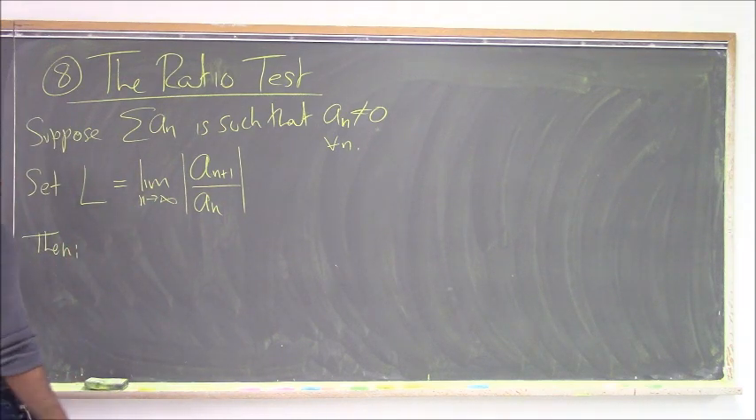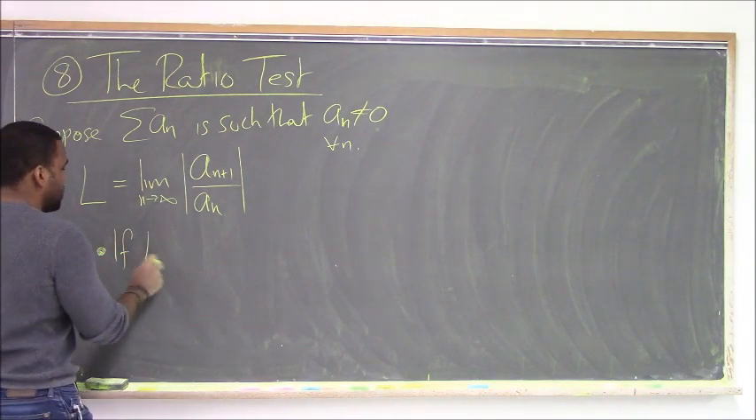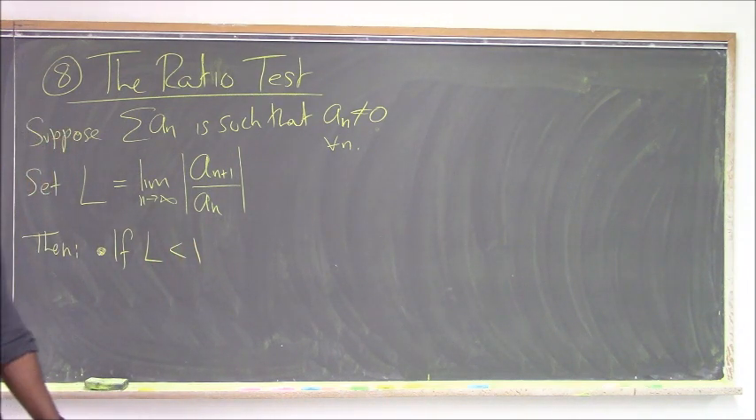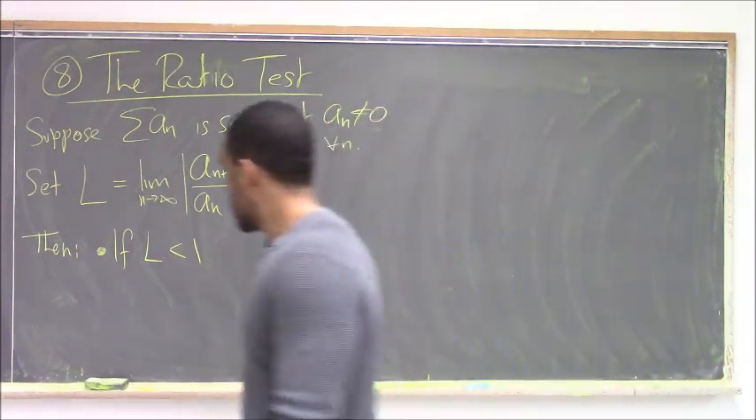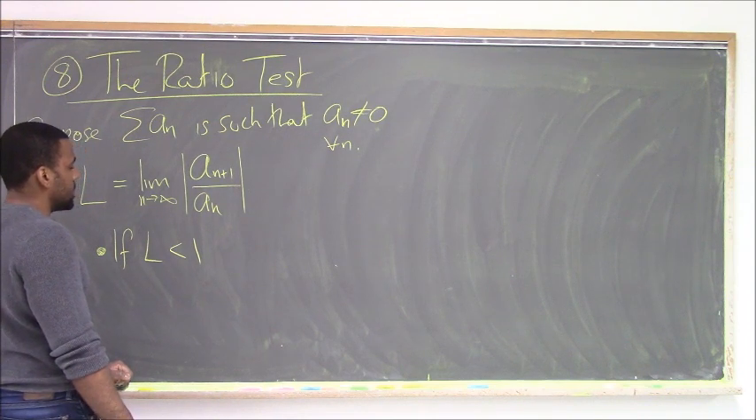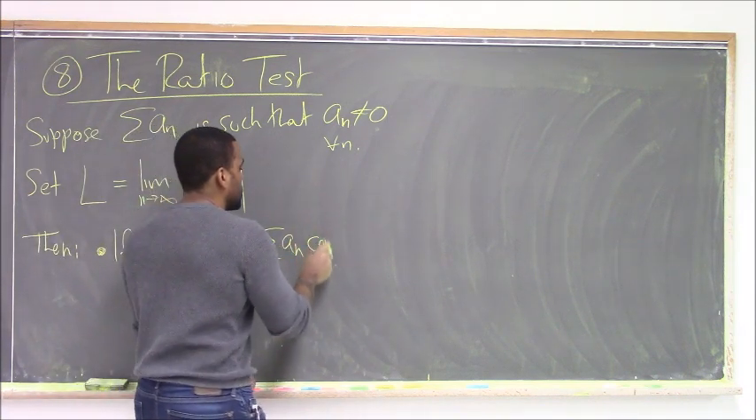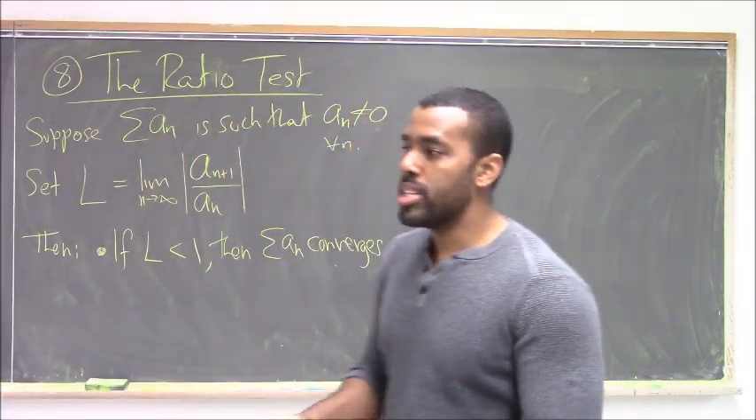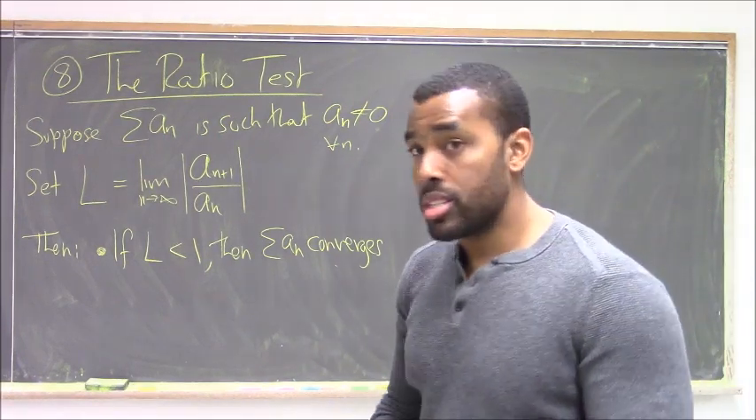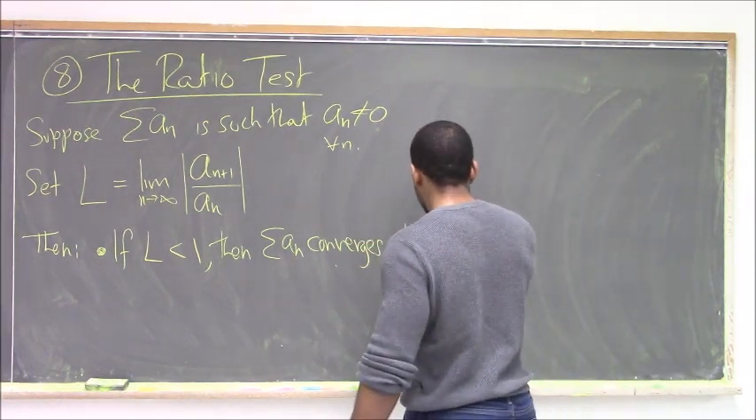Then, here's what you can conclude. If L is less than 1, okay, now your L is definitely going to be either 0 or something larger, because you're taking absolute values of the terms here. So one scenario is if it's less than 1. If it's less than 1, then the series converges. In fact, the ratio test is really nice in this regard. Not only does it tell you about convergence, but because we lead with absolute values here, it tells you about absolute convergence. It converges absolutely.